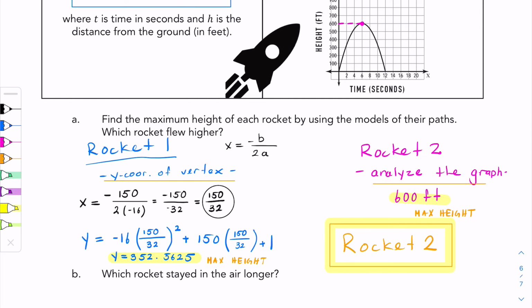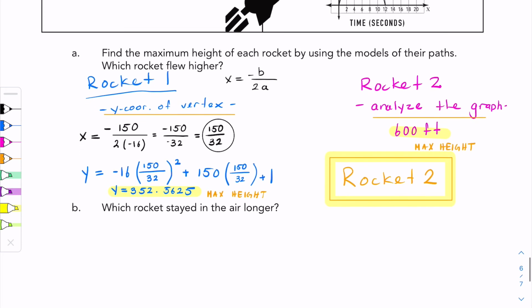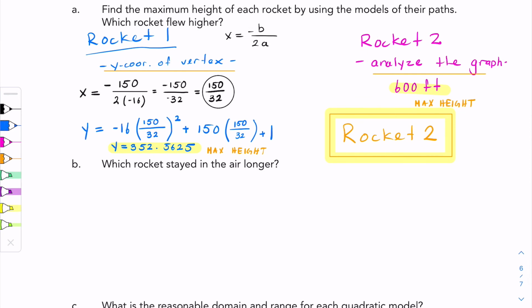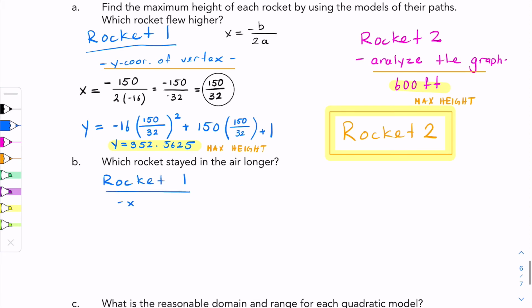Part B, which rocket stayed in the air longer? We need to analyze both functions. So to see which rocket stayed in the air the longest for rocket 1, we're going to have to find our x-intercepts, or zeros.